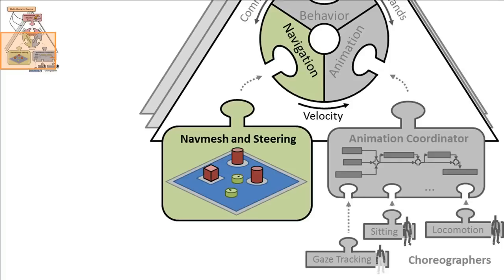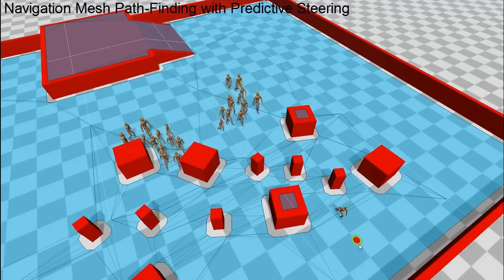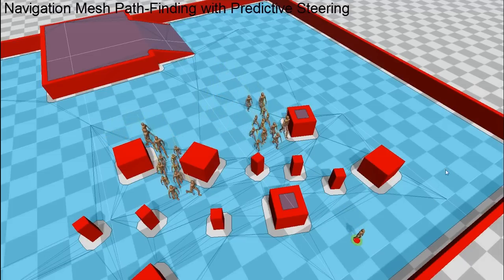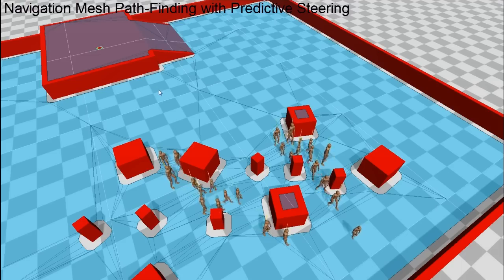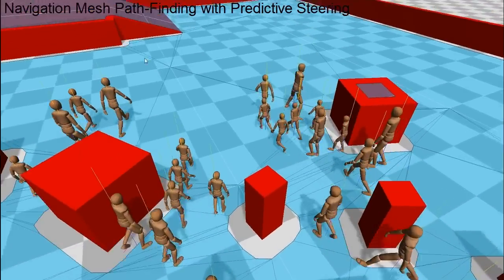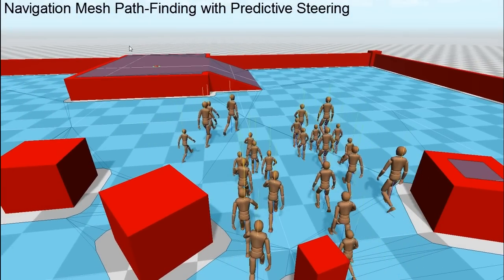Our framework provides path planning by means of a navigation mesh and predictive steering for collision avoidance. Because of ADAPT's modularity, alternatives such as navigation graphs can be utilized without drastically modifying either the behavior or animation components.